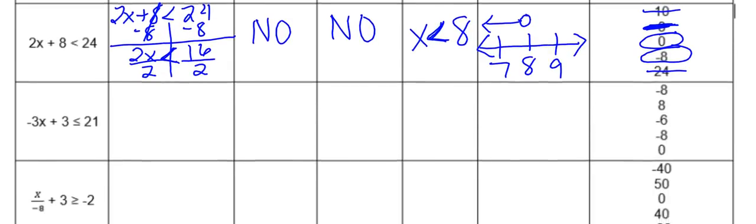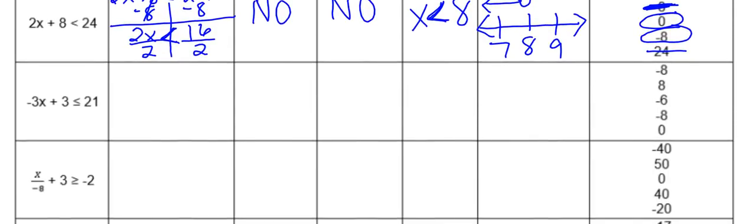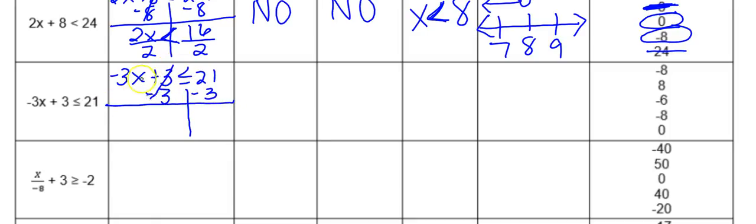Moving on to the next one. We just have 3 more problems to go over. I have negative 3x plus 3 is less than or equal to 21. I'm going to put my line down the middle, subtract 3 from both sides, cancels out, bring down my negative 3x. 21 minus 3 is 18. And then I'm going to divide both sides by negative 3.